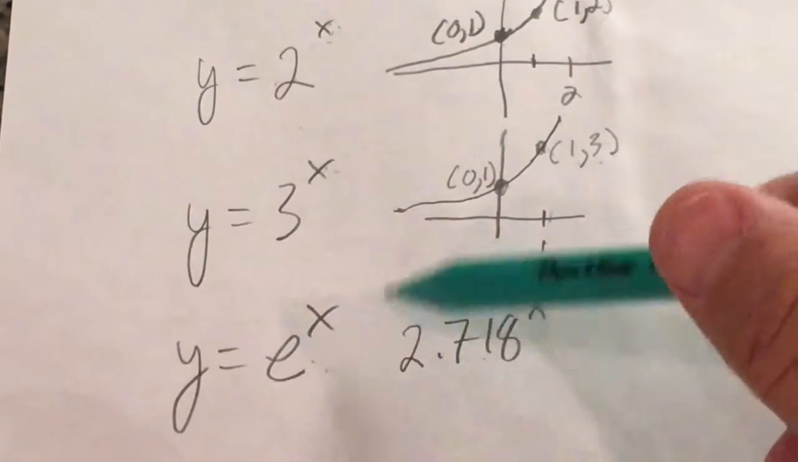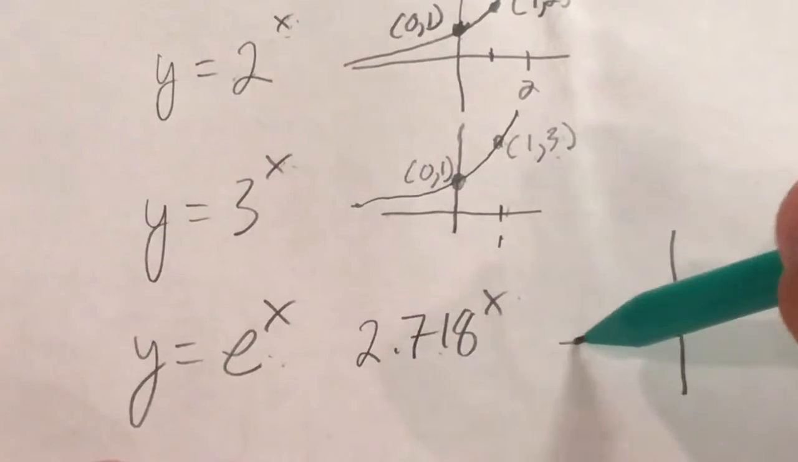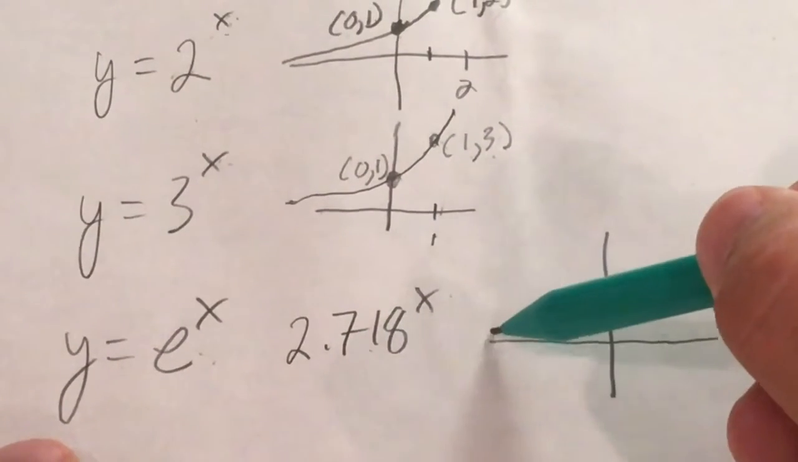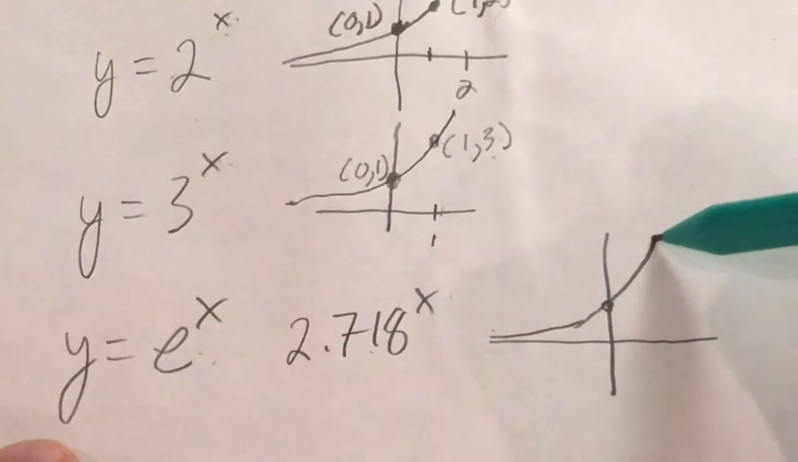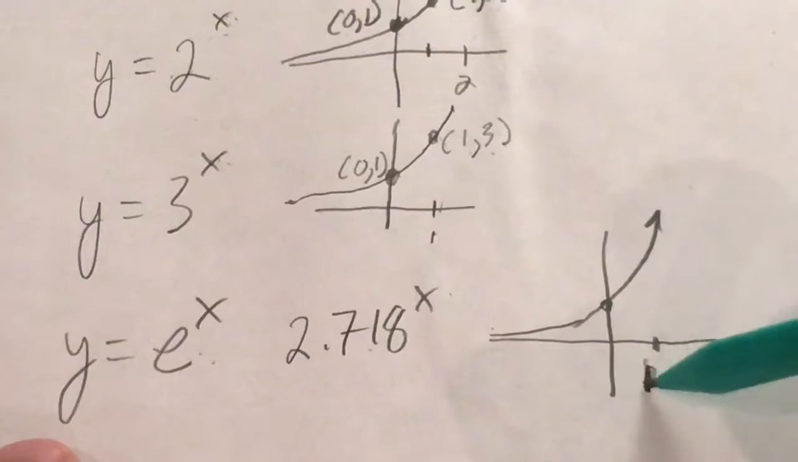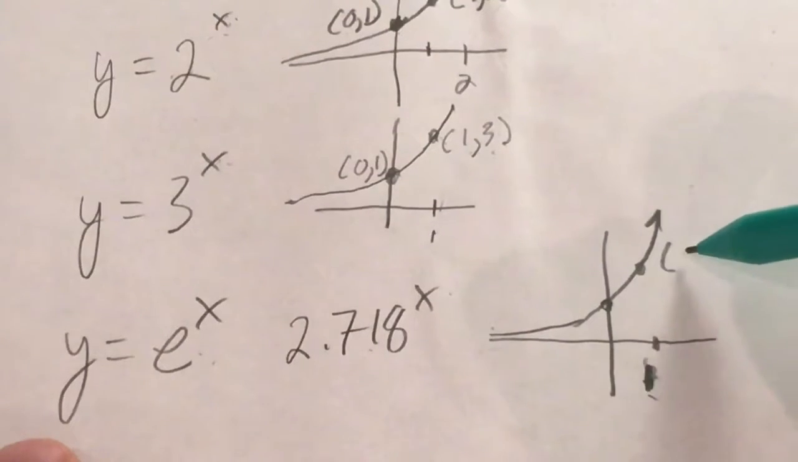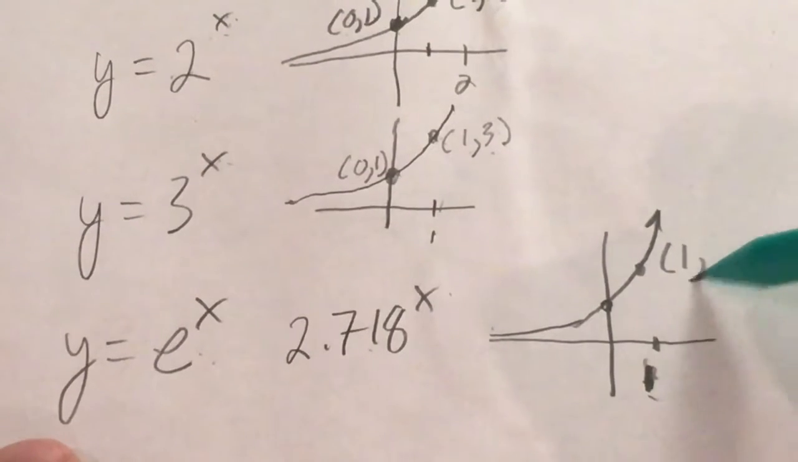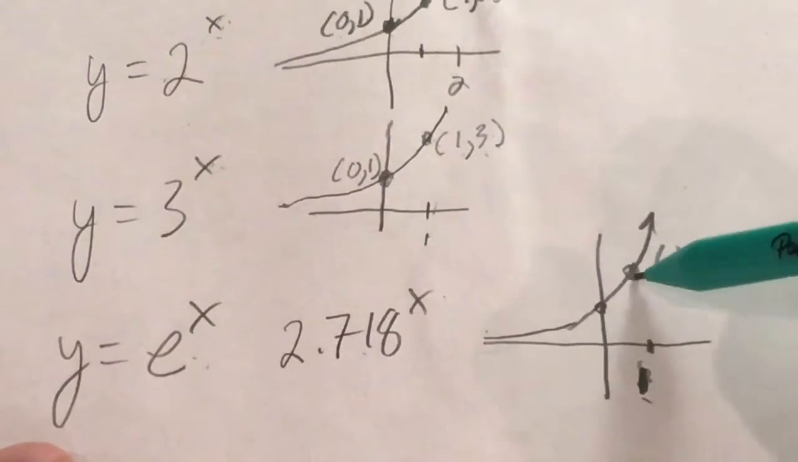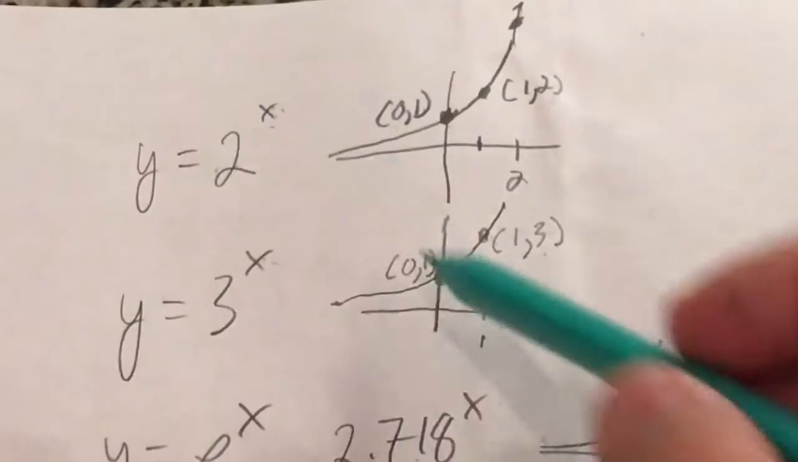e to the x is the same kind of graph, but there's really no other nice points for it to go through. So it goes through (0, 1), grows, and then when you go over 1, it's at 2.718. So the point would be (1, e), which isn't really that comfortable of a number to deal with. Notice how these all grow.